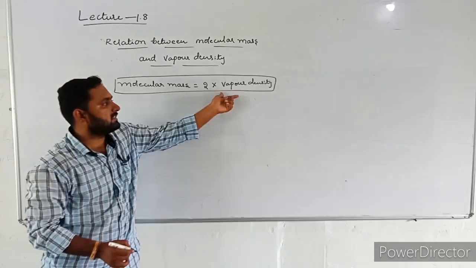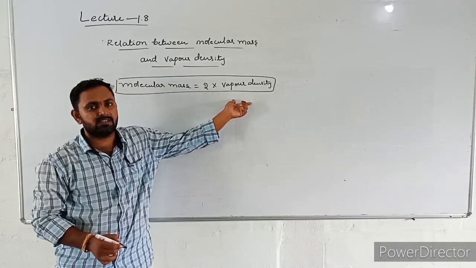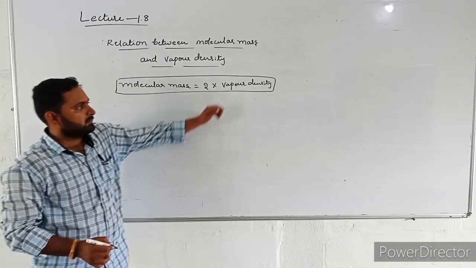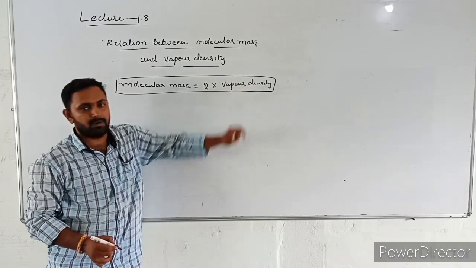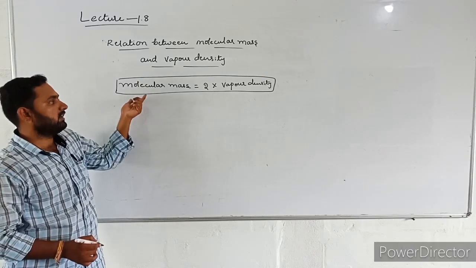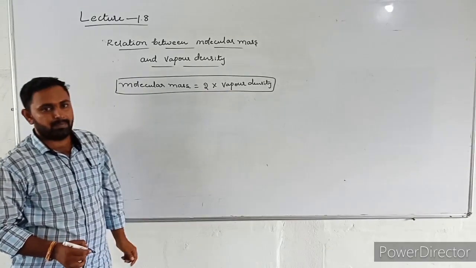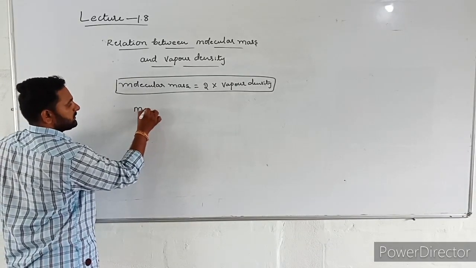What is vapor density? Vapor density means density of any gas with respect to density of hydrogen. Here no need to learn the definition for vapor density. Just remember the relation. What is the relation between molecular mass and vapor density? The next one, mole concept.